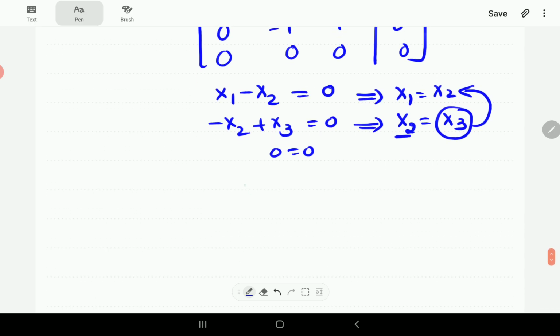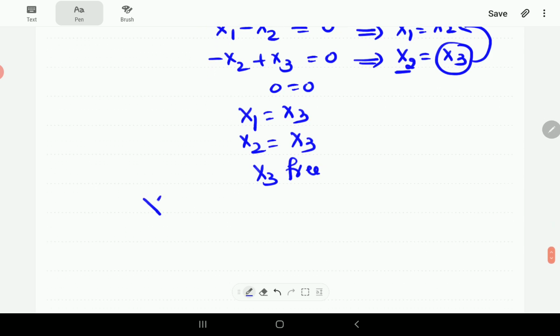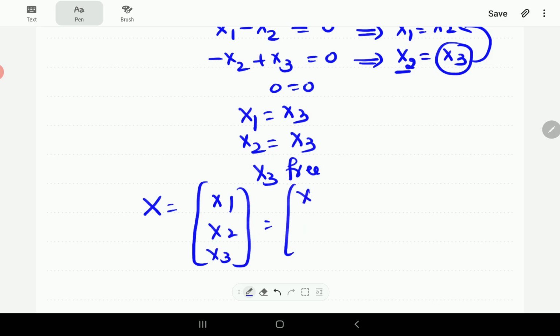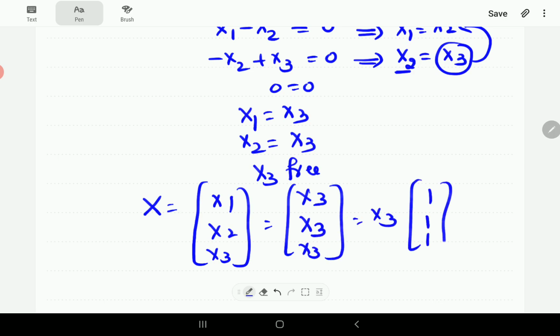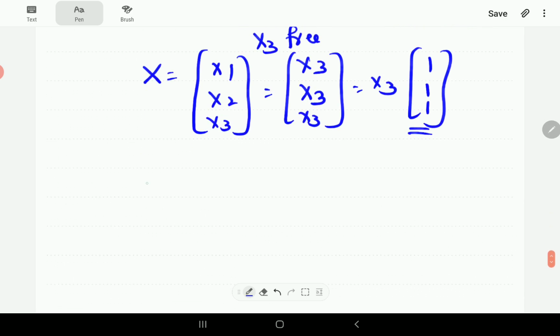So therefore your x1 will be equal to x3, and x2 is also equal to x3, and x3 is what? X3 is a free variable. So when you want to write x, this is simply x1, x2, x3, and your x1 is x3, x2 is x3, and x3 itself is x3. So it is a beautiful vector 1, 1, 1. Okay, so for lambda equal to 8, we have got our v3, because v1, v2 we already got. So this is 1, 1, 1.